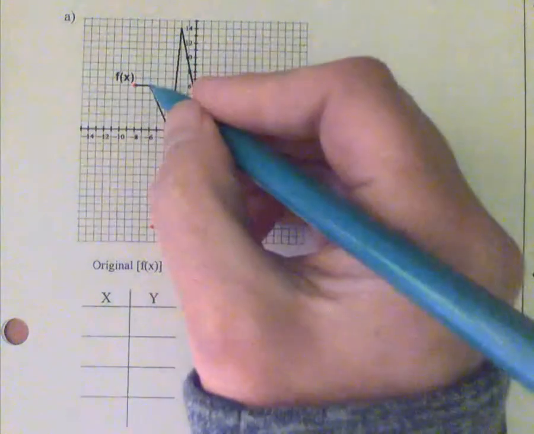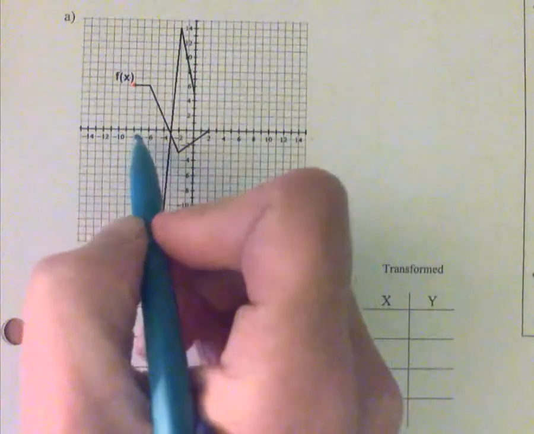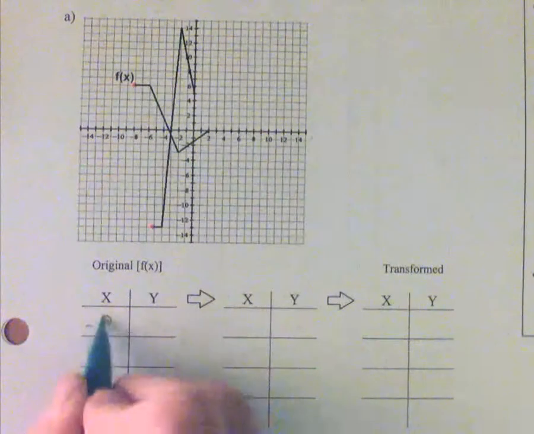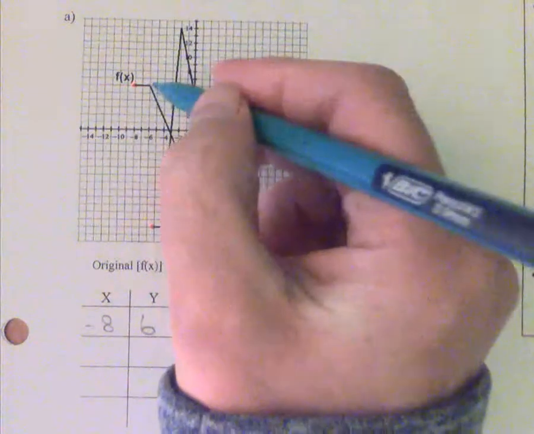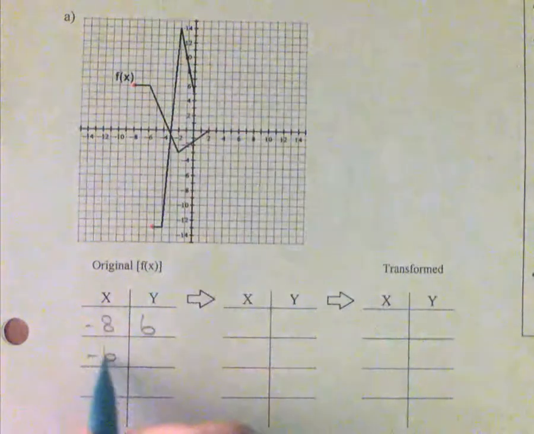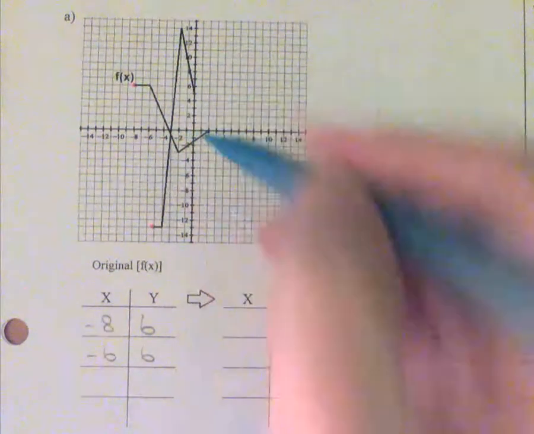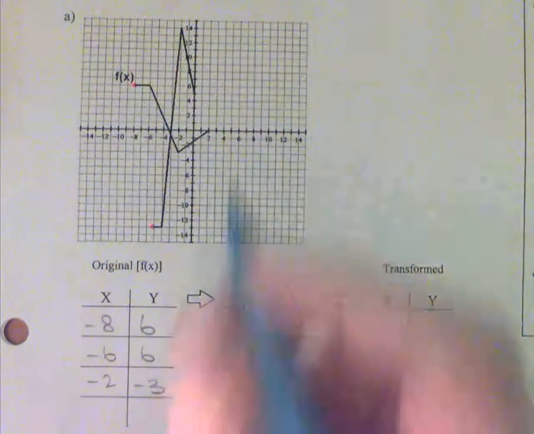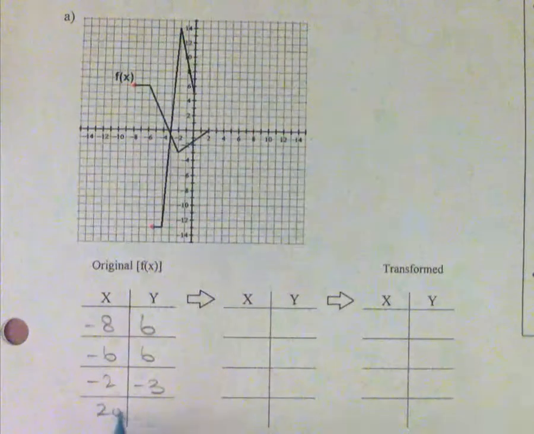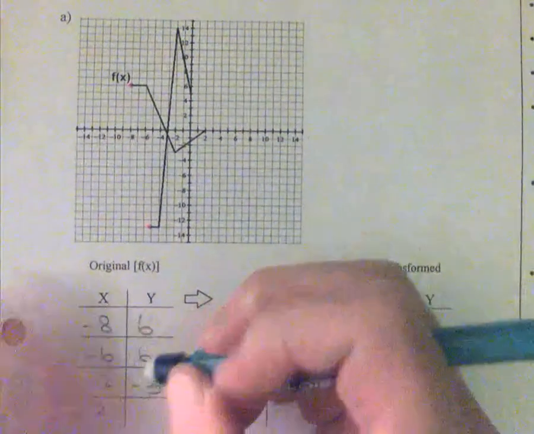So first thing I want to do is write out what the key values are. I'm going to look at f of x first. So I'm over at -8 and 6. And then I look at the next one, I'm at -6 and 6. My next point is -2, -3, and my last point is 2, 0.